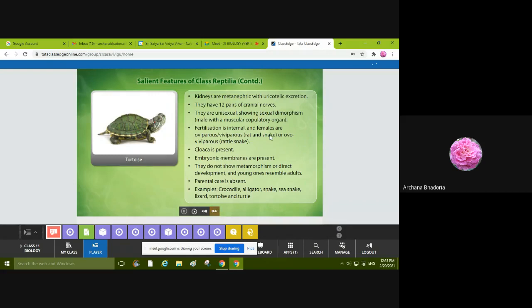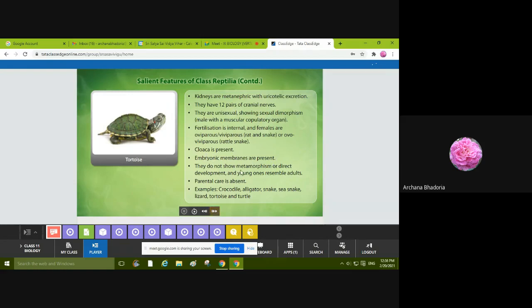Females are oviparous, some are viviparous, like the snake and rat. Okay, rat they have taken in reptile, rat to mammal, isn't it? Ovoviviparous, rattlesnake. Okay, then cloaca is present. So cloaca is what? It is part of the excretory system. Sorry, the ejection. So here you'll find the urinary bladder and the rectum. They get combined. Embryonic membranes are present.